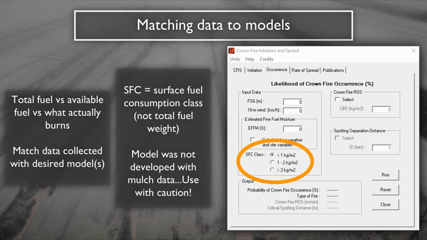The Crown Fire Initiation and Spread, or CFIS, suite of models was built on a wide range of wildfire data sets and allow users to input their own fuel structure data. The models did not include wildfires with mulch fuels explicitly, so use of mulch fuel weight as an input could result in misinterpretation of potential fire behavior.